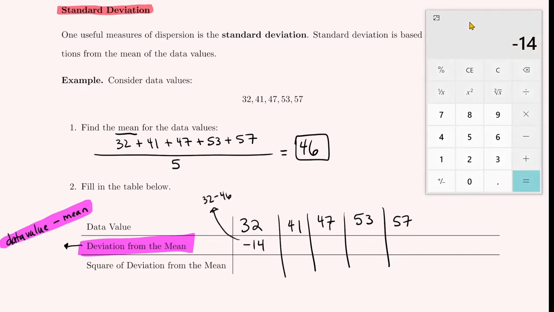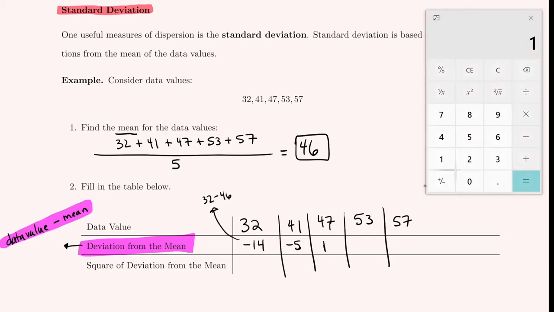And then we continue this for the remaining entries. So for the next one, I would take the next data entry of 41. I'd subtract the mean of 46, and we get negative 5. Continuing, I take the data entry of 47. I subtract the mean of 46. We get the deviation as 1.